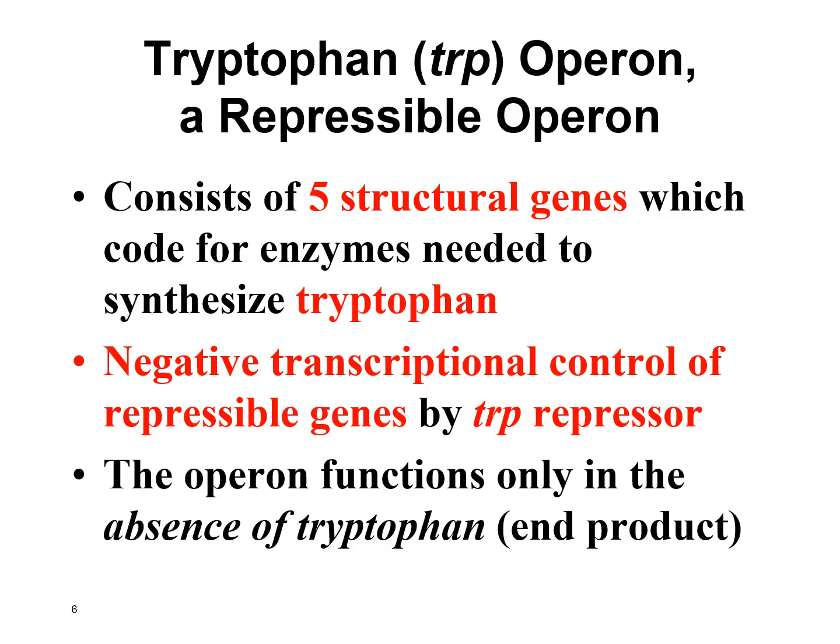Okay, and then another operon just to know would be the tryptophan or Trp operon. And this operon is a repressible operon that's under negative transcriptional control. It contains 5 structural genes. A structural gene is just a gene that codes for a protein. And these genes will code for enzymes that are used to make the amino acid tryptophan. So let's just look at this operon.